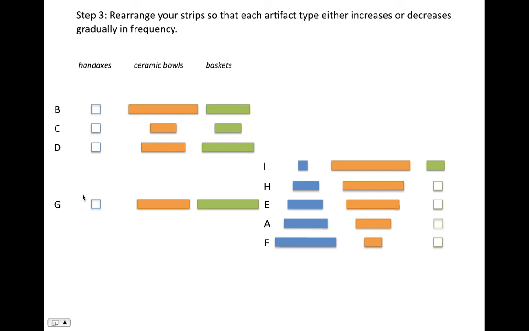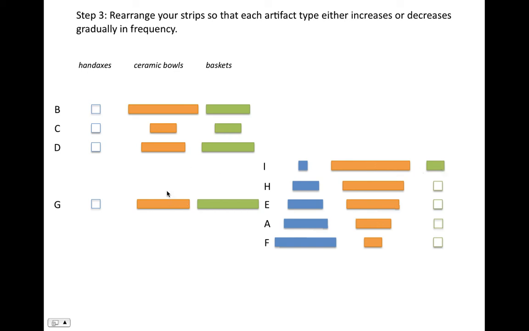So now if we look back at the remaining sites, we can see that we have no more hand axes left to go on. We've gotten to a point where site I only has 1 hand axe, so that probably represents the end of people using hand axes. So now we want to shift our attention over to the bowls and the baskets, since we have bowls here and baskets just being introduced.